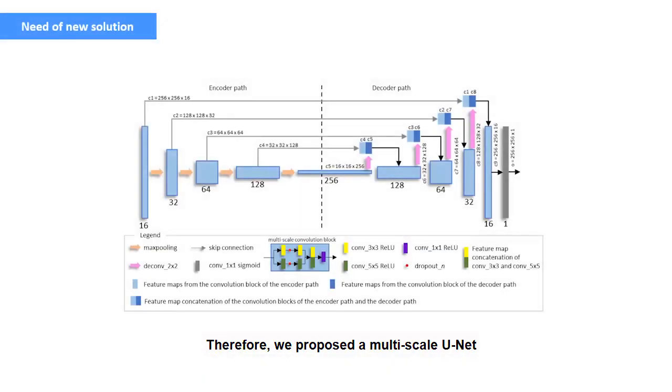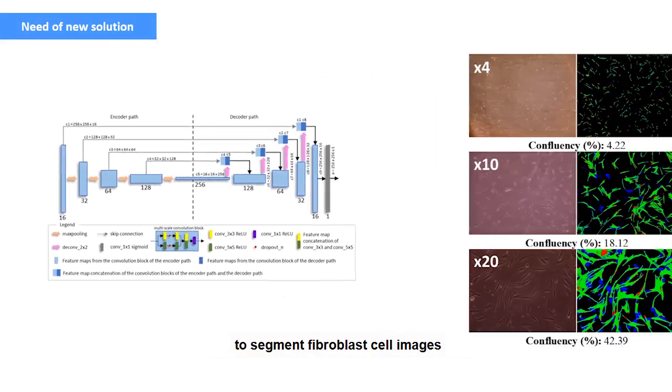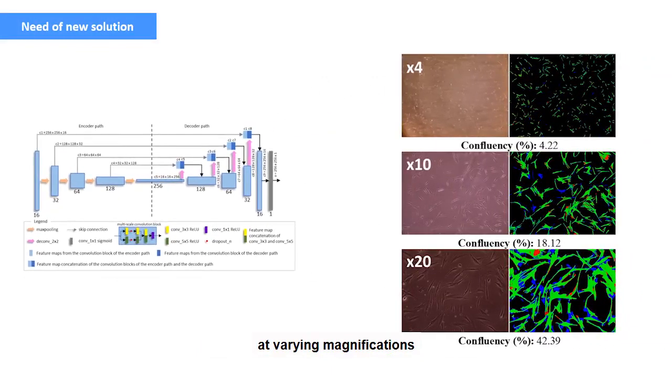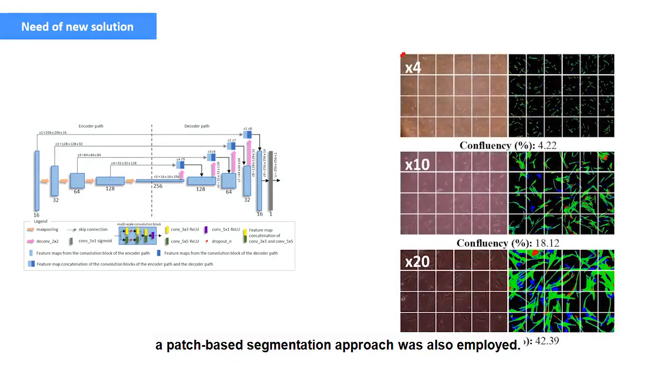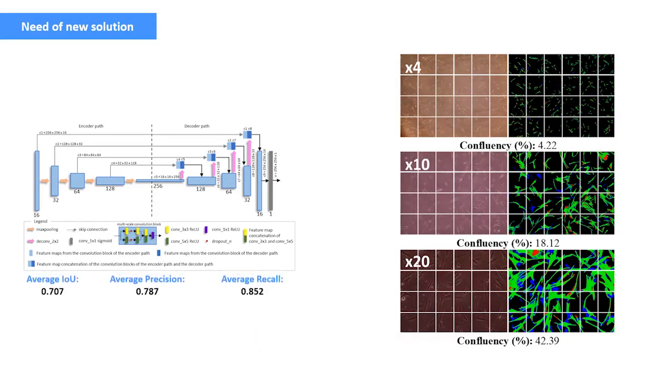Therefore, we propose a multi-scale unit to segment fibroblast cell images at varying magnifications ×4, ×10, and ×20. To handle high-resolution images on specific hardware, a patch-based segmentation approach was also employed. The segmentation model demonstrated significant performance across multiple magnifications visually and statistically, achieving an average IOU of 0.707, precision of 0.787, and recall of 0.852.